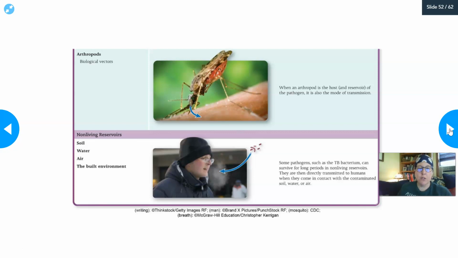And then the non-living reservoirs are soil, water, and air in the built environment. So the fact that we have air conditioning systems and things that circulate air that can be contaminated. Some pathogens such as the TB bacteria can survive for long periods of time in non-living reservoirs such as in the air, and it can be transmitted to humans when they come in contact with contaminated soil, water, or air. So when we were looking at the brain-eating amoeba, it lives in water, and so that would be its reservoir.